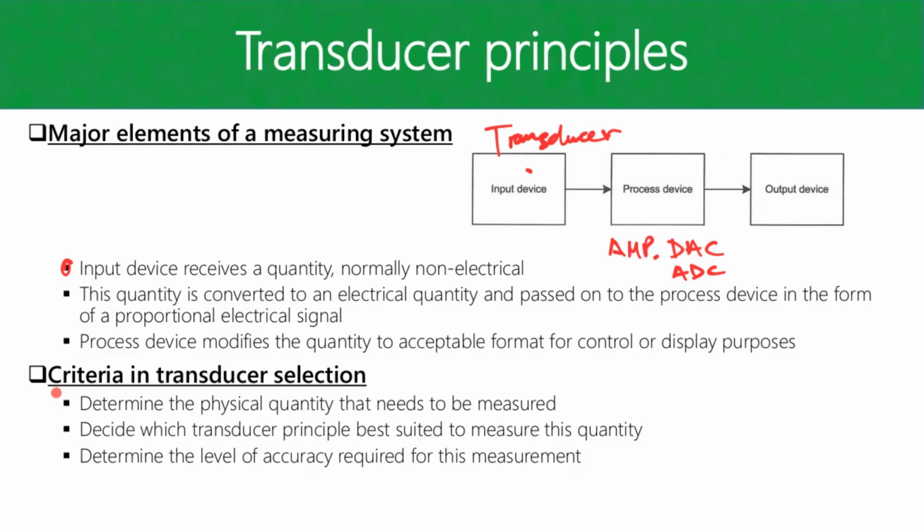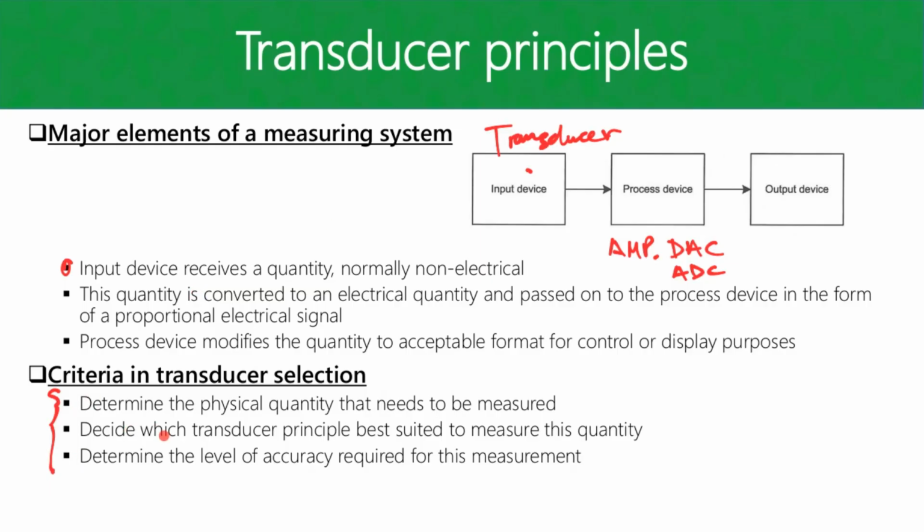Okay, so there's some criteria that we also need to look at when selecting a transducer. First off, we need to determine the physical quantity that we want to measure. So basically, are you measuring temperature? Are you measuring displacement? Are you measuring force? Are you measuring flow rate? There's a whole bunch of stuff that you can go look at.